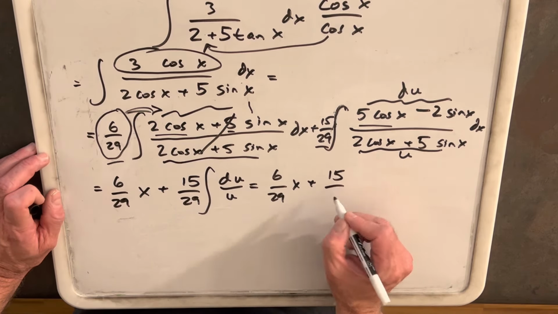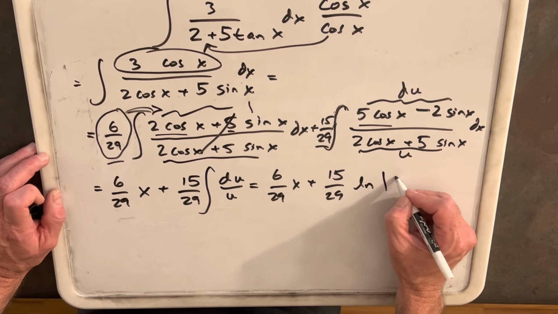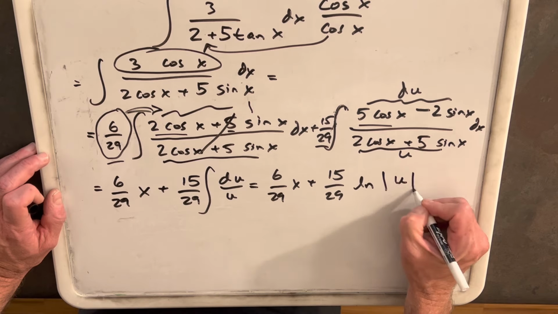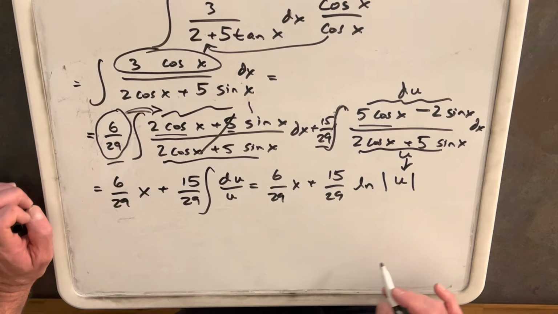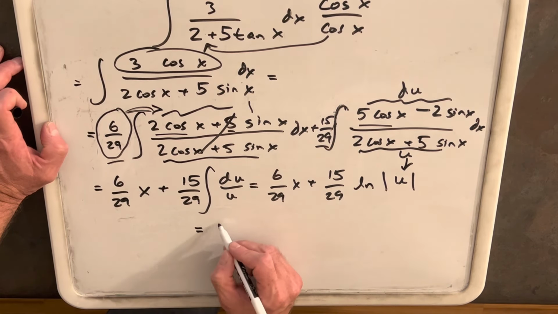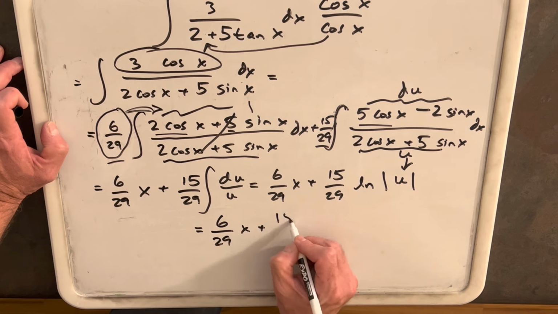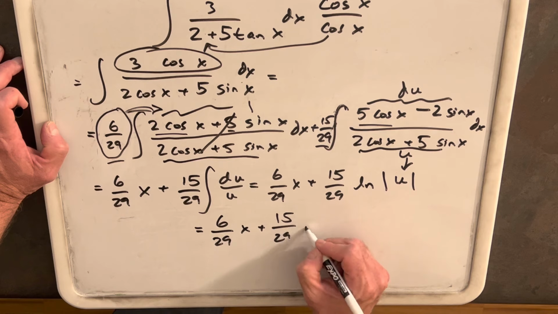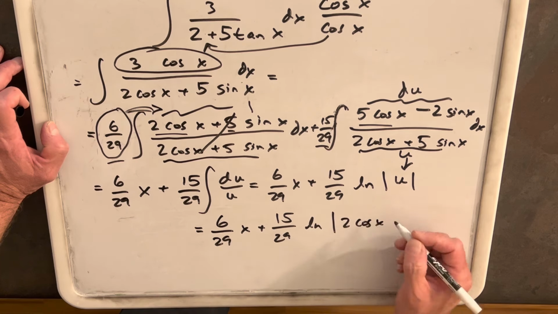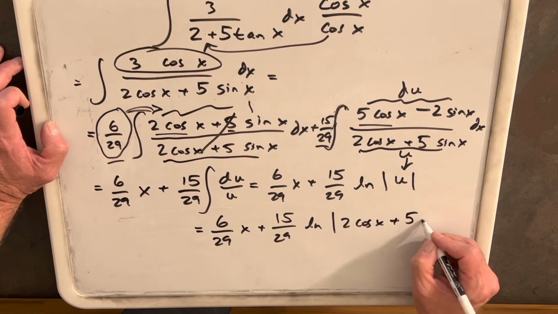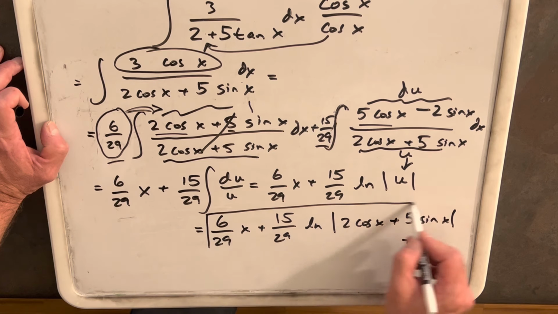So we're going to have our 15/29, and this is going to be ln of absolute value of u in this case. But then we're going to just substitute our u value back in. So for our final answer, we're going to have 6/29 x plus 15/29 ln of absolute value 2 cos x plus 5 sine x plus c, and we're done.